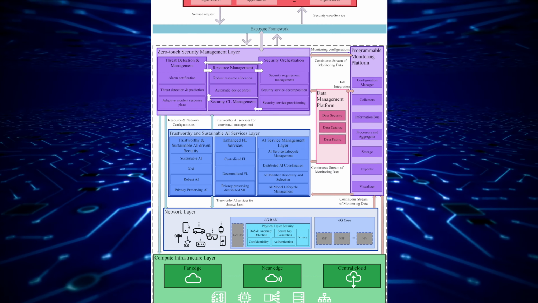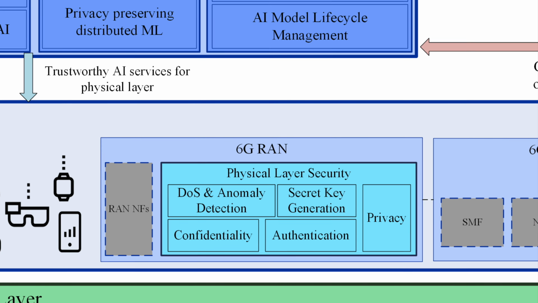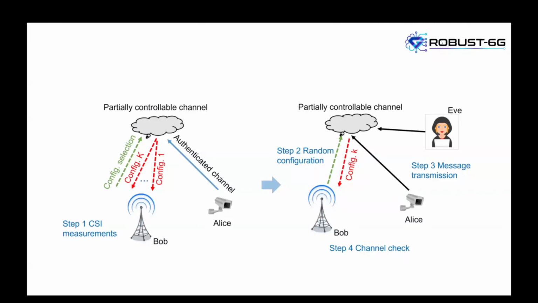This solution will be implemented in the 6G RAN of the Robust 6G architecture and validated in Use Case 1, Scenario 2. Here is a concrete example where we use RIS to obtain an authentication mechanism.